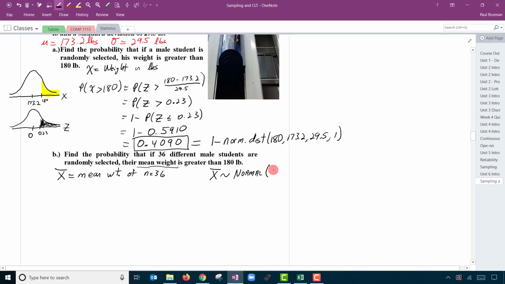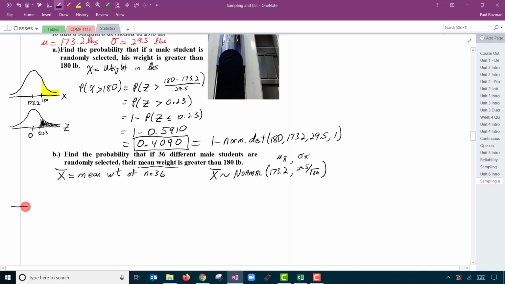It will have a mean of 173.2. This is mu of X bar. And then the other parameter is sigma X bar, which in this case is the 29.5 over the square root of 36. X bar is distributed normally with a mean of 173.2 and a standard deviation, or standard error, of 29.5 over root 36. Notice that's really the difference between this problem, part B, and part A.